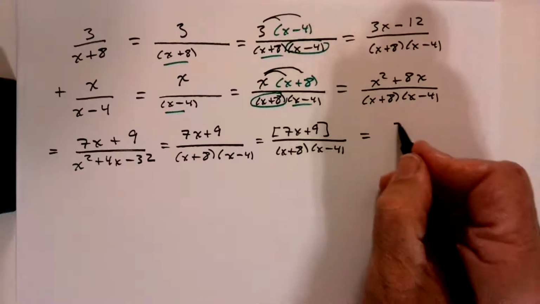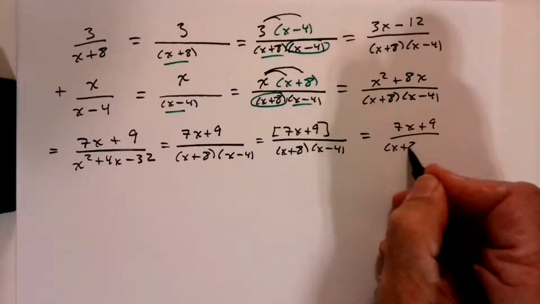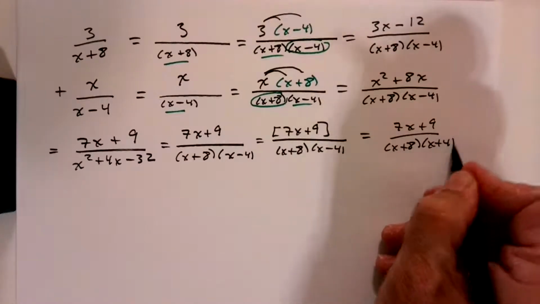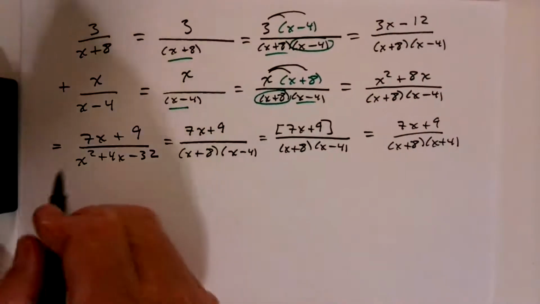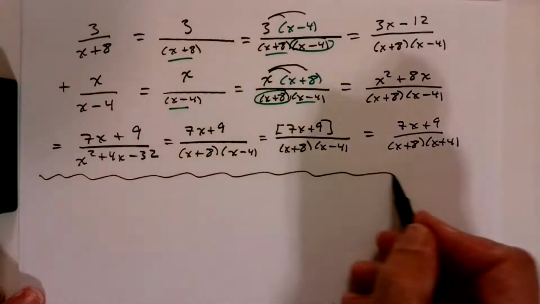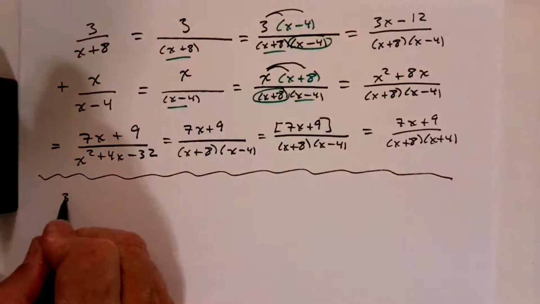Equals (7x + 9) over (x + 8)(x - 4). You can put all those in parentheses if you want, but you don't have to here because it's addition. It's not as big an issue. So I have this fraction plus this fraction equals that fraction.